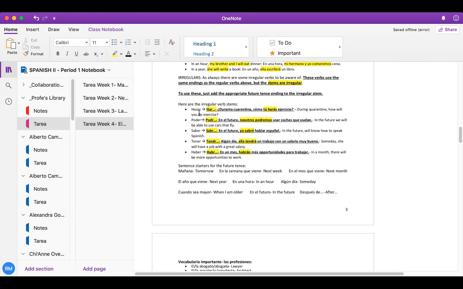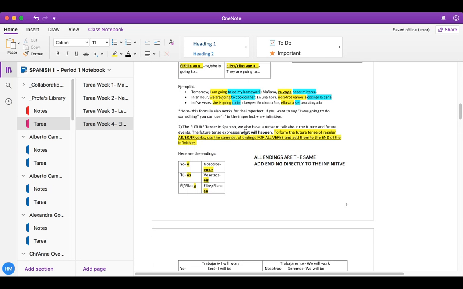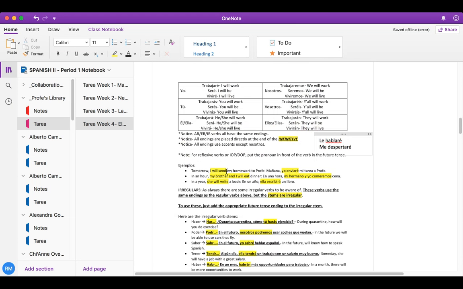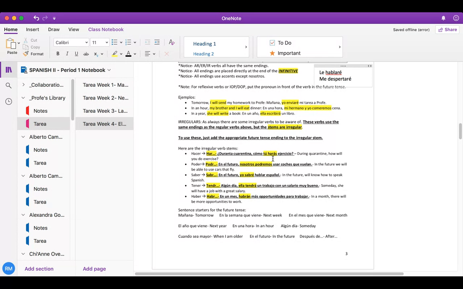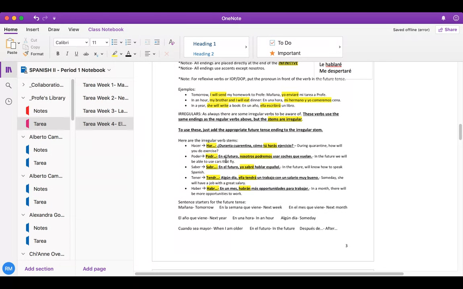Okay, so for the verb hacer, meaning to do, H-A-R is the stem. Durante cuarentena, como tú harás ejercicio. Notice, H-A-R is the stem. We added A-S, A with an accent, because that is our tú ending here, directly to the end of this verb.